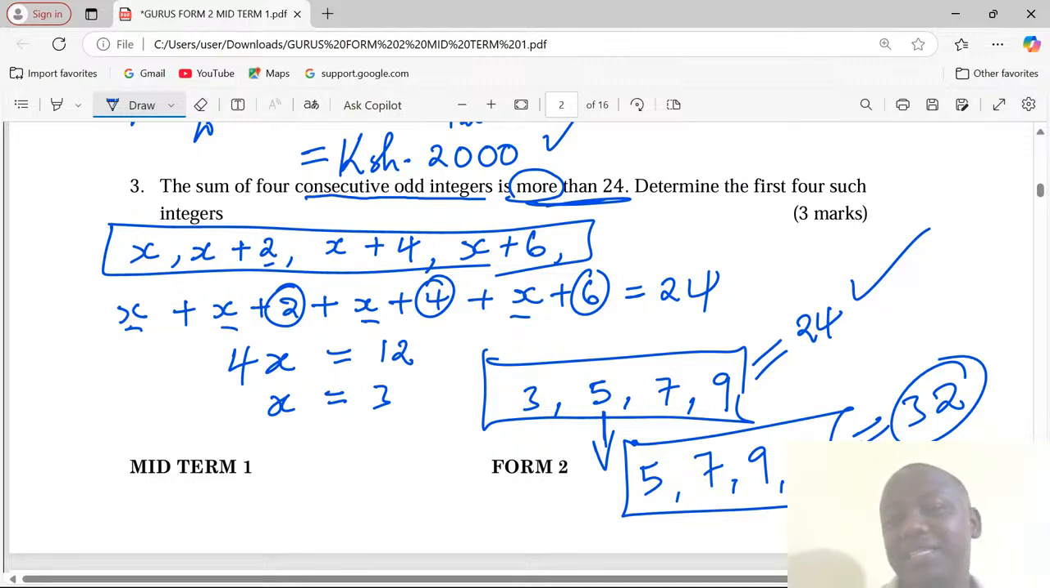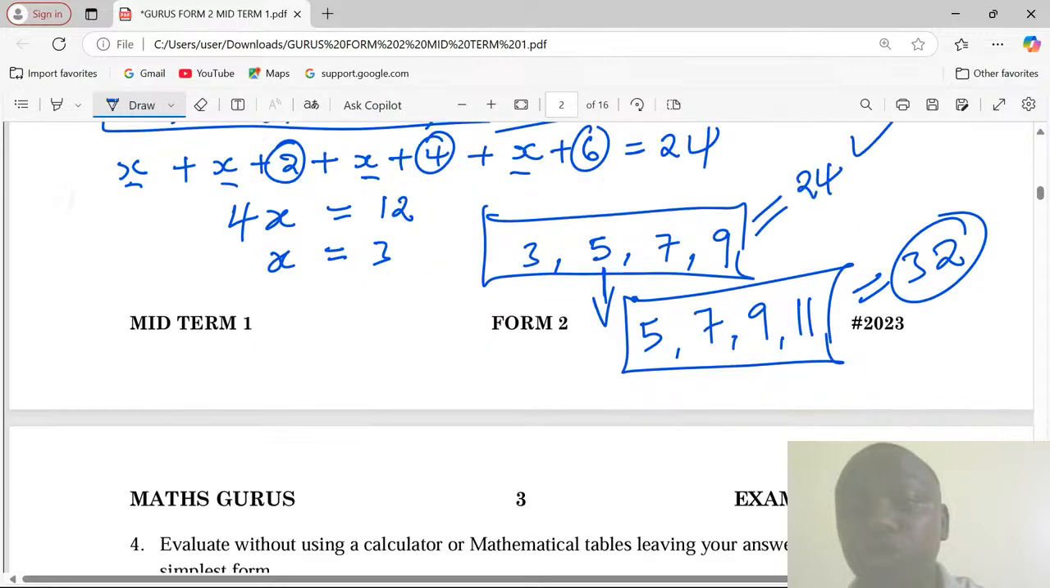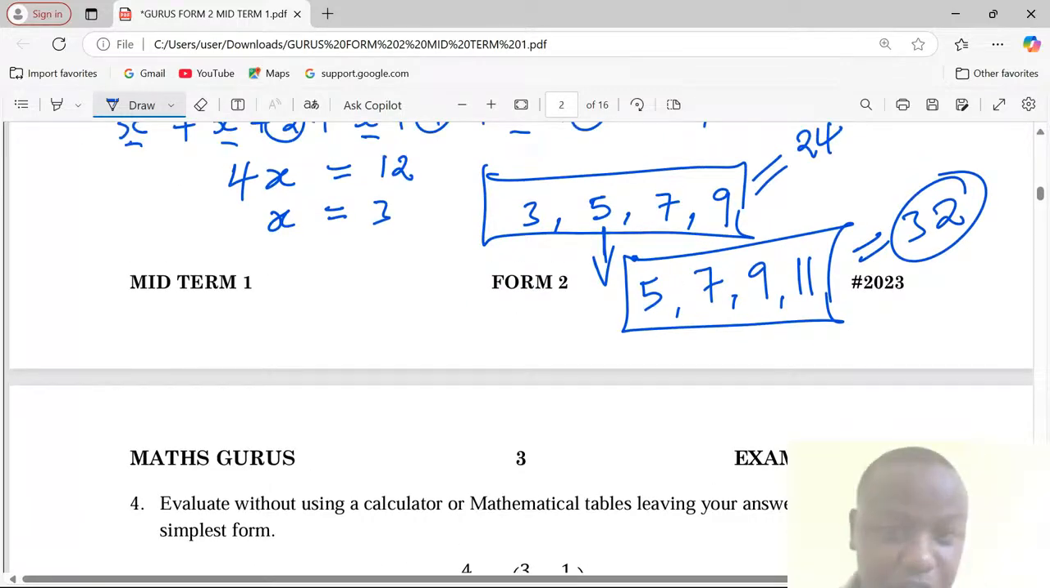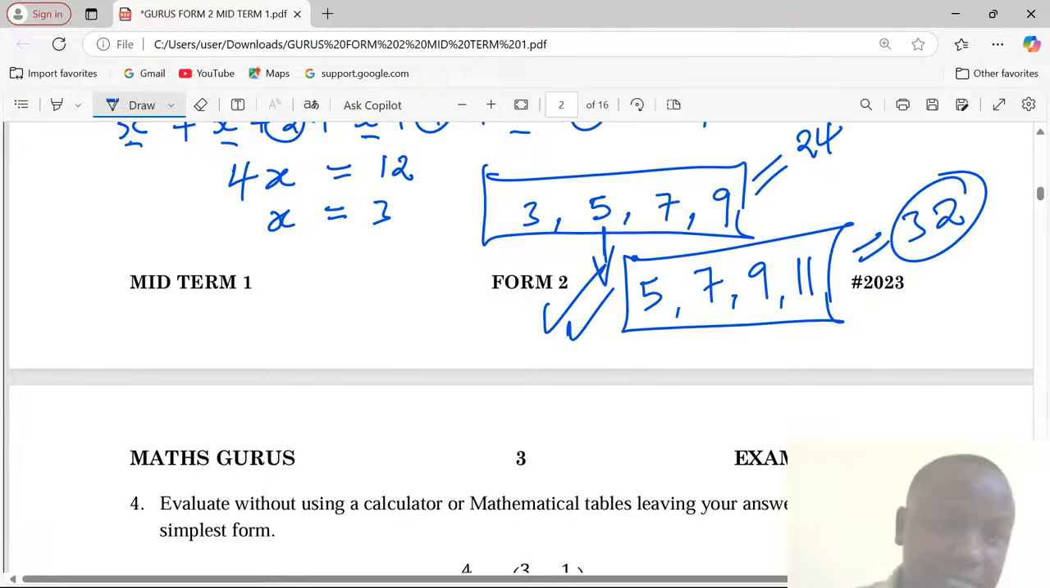Therefore, we first get the ones giving us 24. Then from those, we can identify the ones that will take us beyond 24. So we eliminate 3, because when we begin with 3, we will land at 24 exactly. But we want to shoot beyond 24. So we have to cut off the first integer, which gives us 24, and begin with the consecutive one. That is 5, 7, 9, and 11. I'm sure that question is technical. Reach out for more explanations.